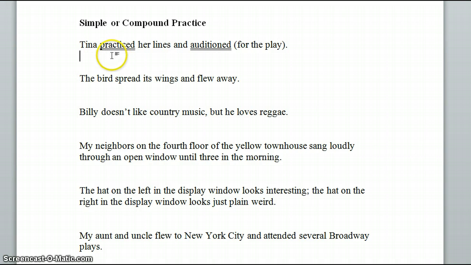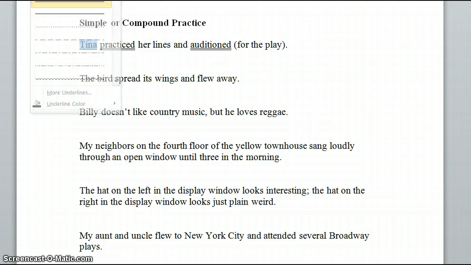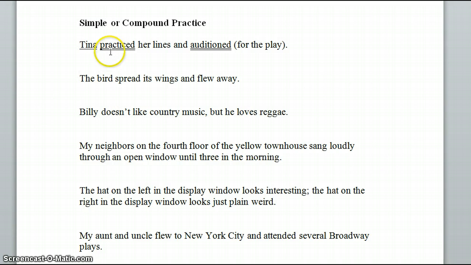Let's go back up to the front of the sentence. Find the first verb, practiced. Who or what practiced? Tina. So we're going to underline that once. Tina is the subject. Go to the second verb, auditioned. Who or what auditioned for the play? The answer goes all the way back up to the front, Tina.